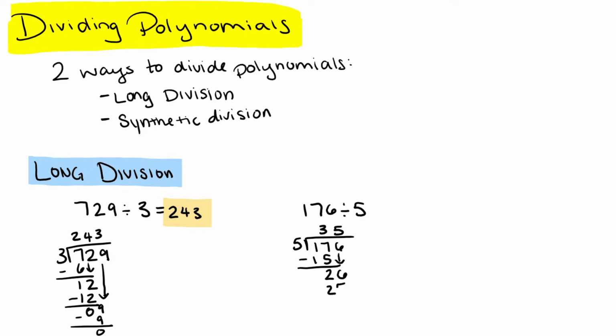Bring down the 6. 5 goes into 26 5 times. 5 times 5 is 25. Subtract down and we are left with 1. So in this case, our remainder is 1. And 176 divided by 5 is equal to 35 1/5. Whenever we have a remainder, we put that remainder over our divisor as a fraction.